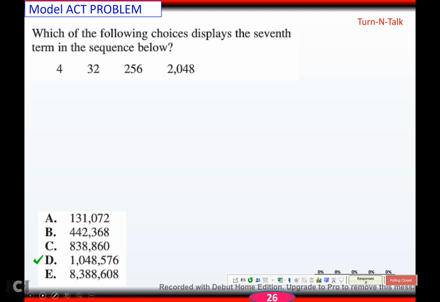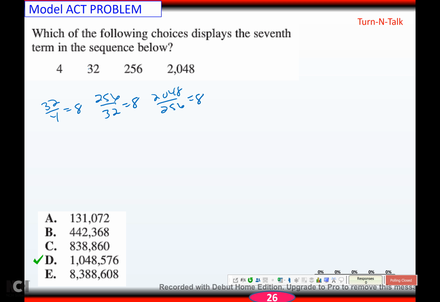And hopefully you got D. All right, on this one it says, which of the following choices displays the 7th term in the sequence below? Well, this is getting big fast, so I'm thinking not arithmetic, but geometric. 32 divided by 4 is 8. 256 divided by 32 is 8. 2048 divided by 256 is 8. So they're multiplying by 8 every time.